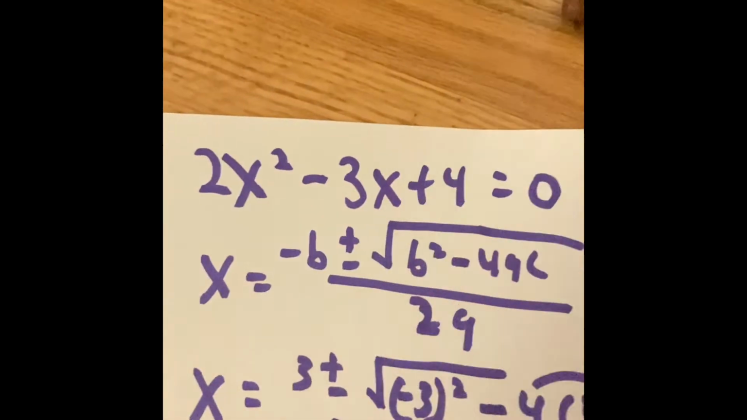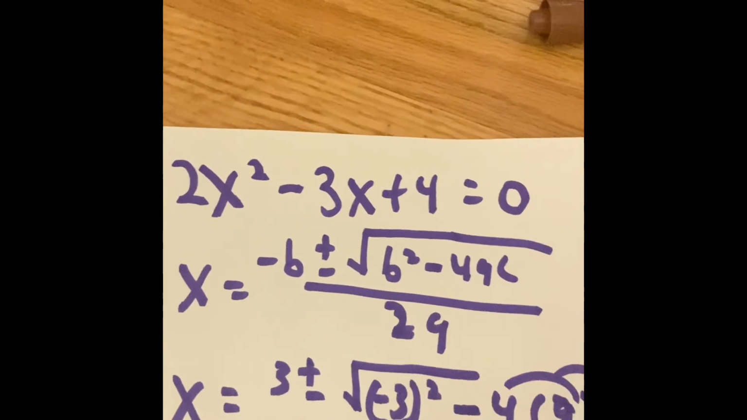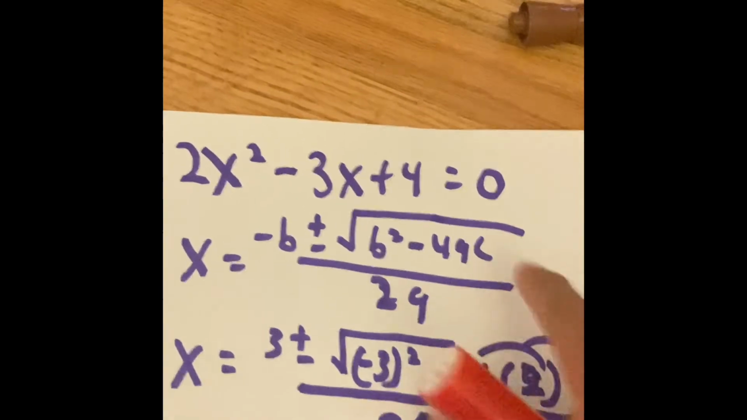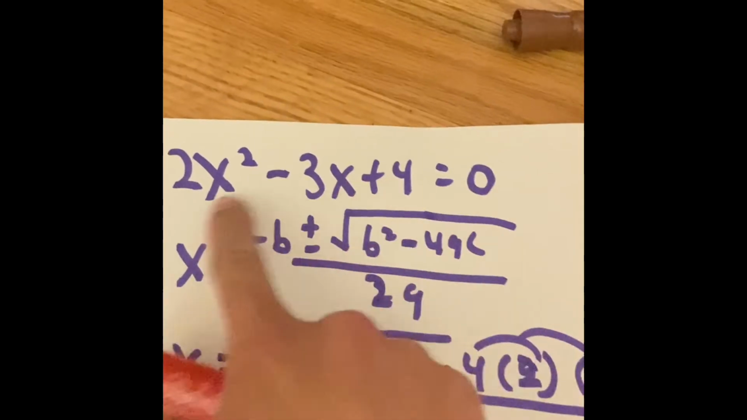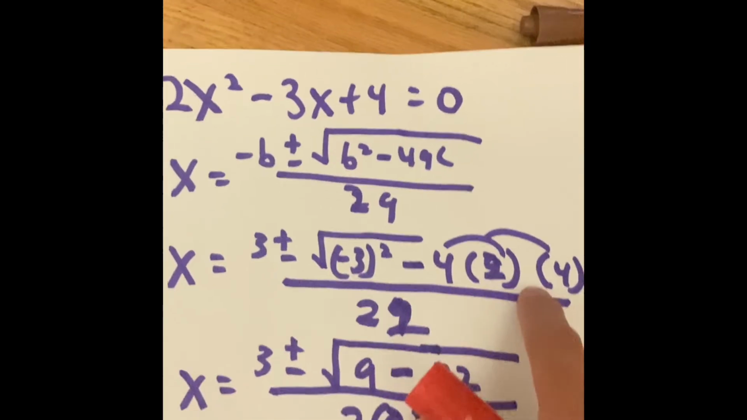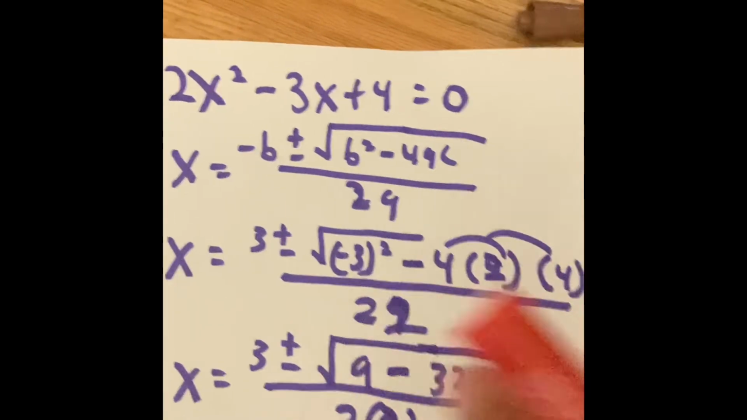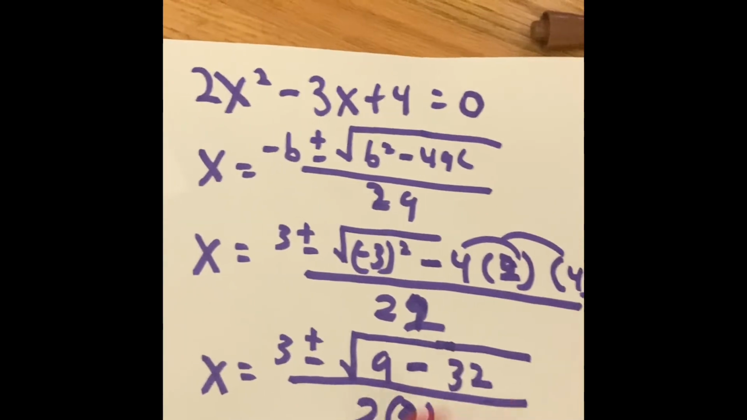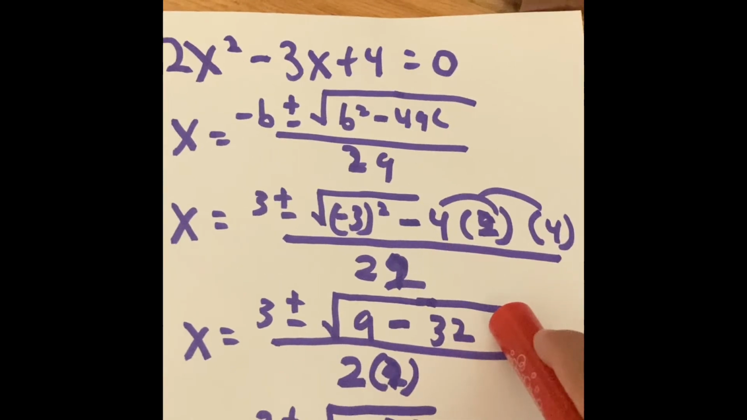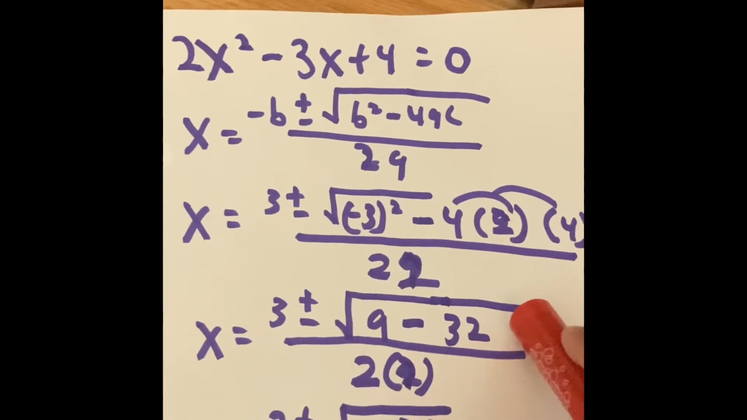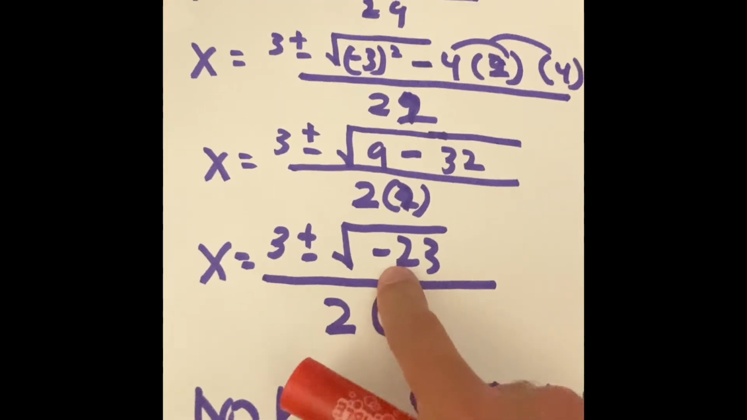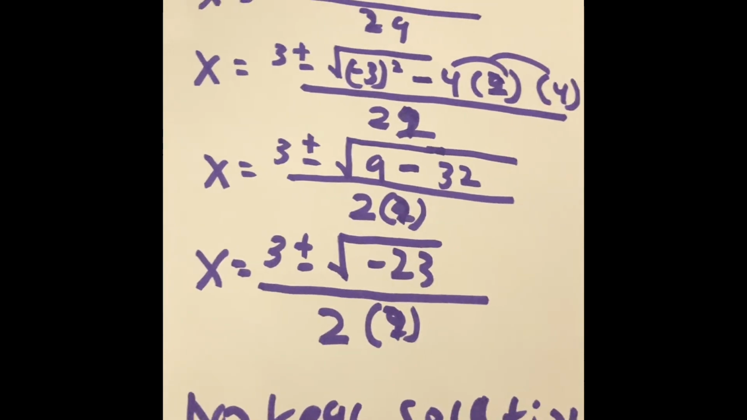Okay, we have 2x squared minus 3x plus 4 equals 0. We rewrote the quadratic formula. And when we insert all the numbers for the a, b, and c values into the formula, this is what it would look like. The third step is we had to simplify what's inside the square root. So 9 minus 32 is negative 23. And this is where the negative 23 is going to mess up the entire equation.